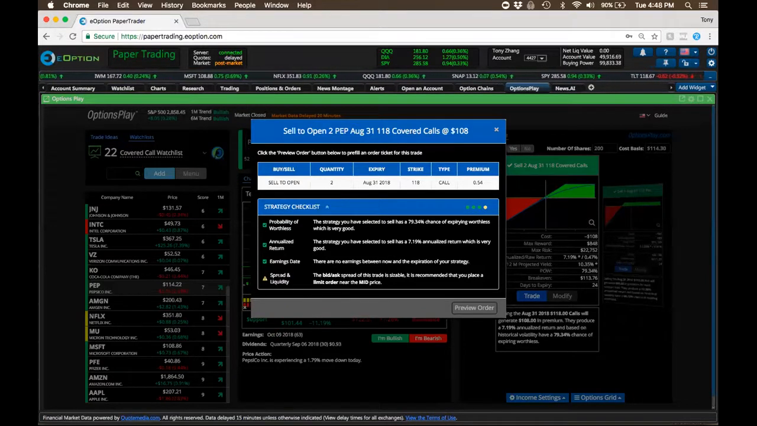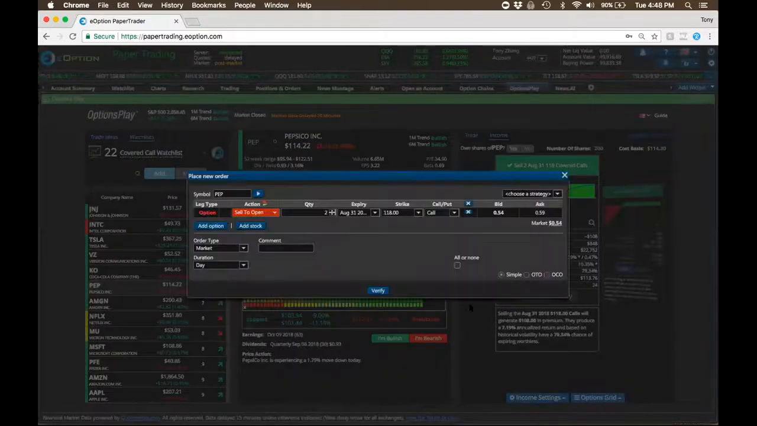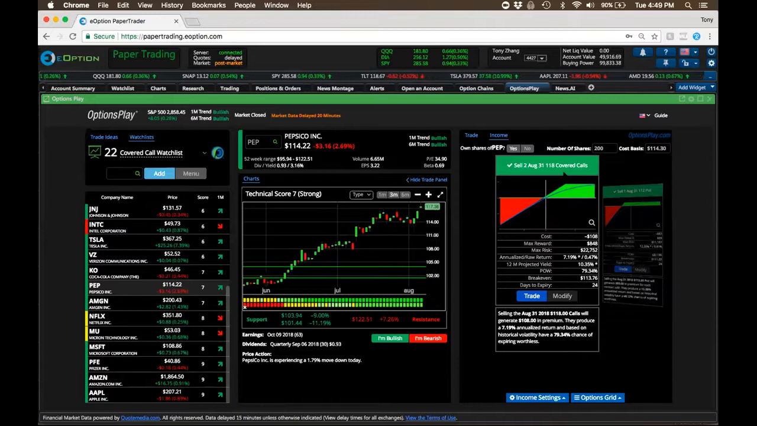And once you've determined that this is a trade that you want to make, one of the greatest parts about the integration that we've done is that when you hit the preview order button, it pre-fills the ticket for you, so that you don't have to enter anything manually. Everything is automatically entered for you. So all you have to do is simply verify this trade and you can send this off for execution immediately from OptionsPlay.